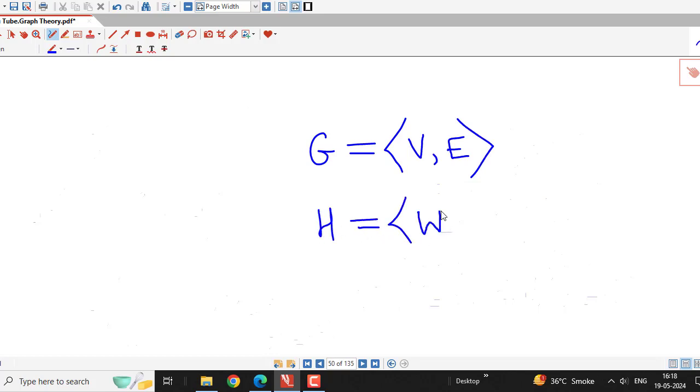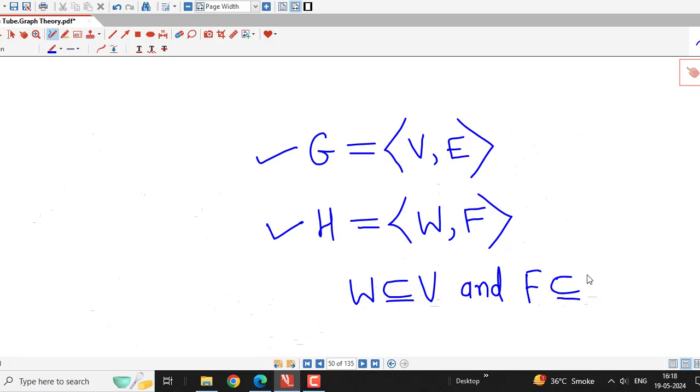Suppose I have one graph, say capital G, whose vertex set is capital V and edge set is capital E, and another graph whose vertex set is denoted by capital W and edge set is denoted by capital F. Then this graph capital H is called a subgraph of capital G if the vertex set W is a subset of the vertex set V and the edge set F is a subset of the edge set of capital G. In other words, if every vertex of H is a vertex of G and every edge of graph H is an edge of graph G, then H is called a subgraph of graph G.